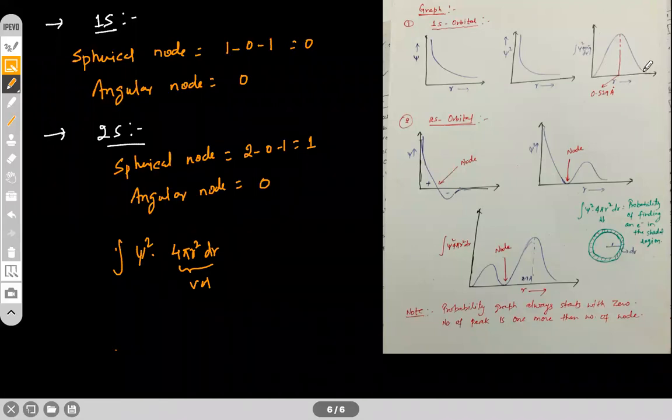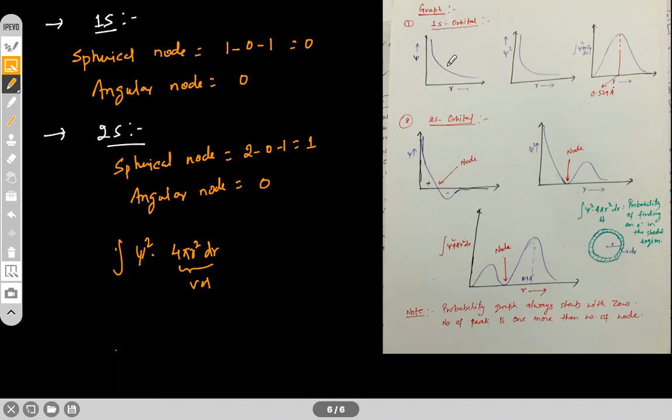Did you understand the three graphs where we have the axes? This is psi and r, psi square and r, and probability and distance from the nucleus. R is the distance from the nucleus. For the first two graphs, we do not have any control because we don't know the relation of psi and r. But it will be a curve here. It won't be a straight line.